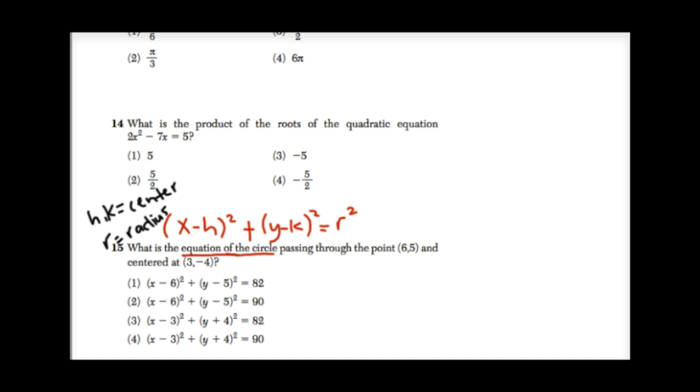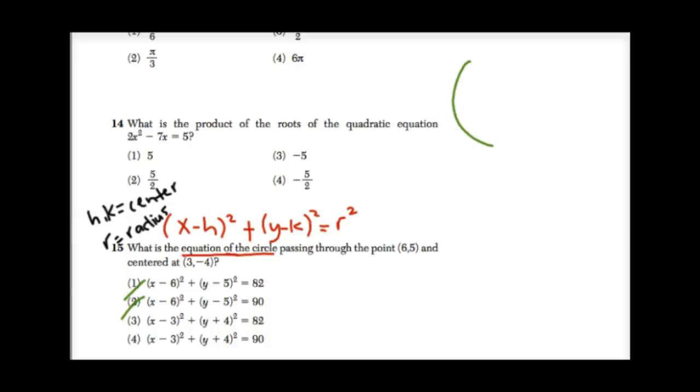Now, what are we given in this problem? It says it passes through the point 6, 5, and the center is at 3, negative 4. So I know my h and k is always going to be the opposite. So automatically 1 and 2 is out, because this is either a negative 3, and a positive 4. So we know it's between 3 and 4. So what do we do now? We need to find the radius.